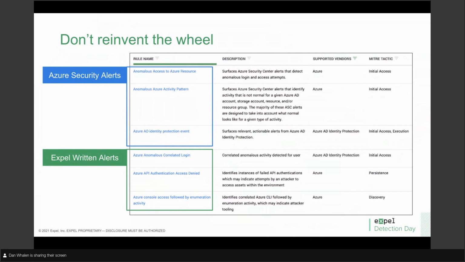And so what you're seeing on this slide is exactly that in process. You're looking at a subset of our detections in our platform for Azure, and you'll see we do both. We're leveraging the built-in stuff from Azure services, whether that's identity protection or Defender for endpoint, but we also have our own Expel written alerts that are augmenting where we perceive there are any gaps or any areas of opportunity for improving our detection coverage.